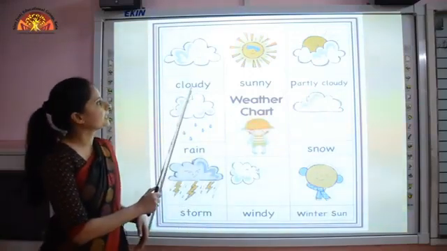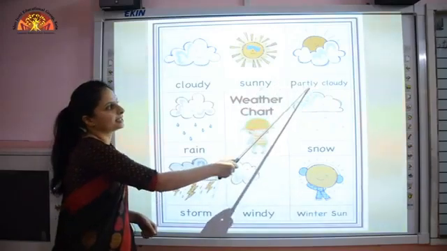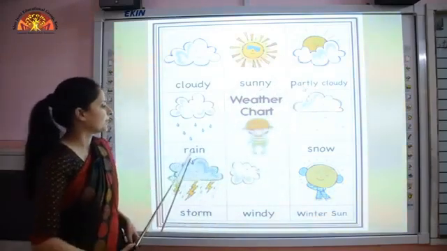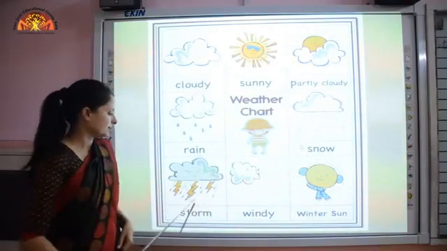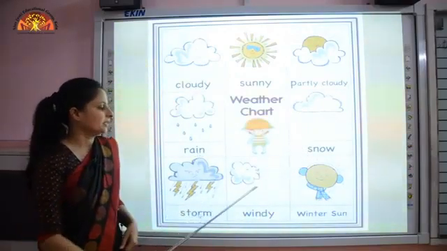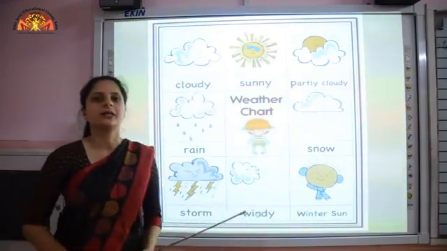Sometimes you see it's cloudy, sometimes sunny, sometimes partly cloudy, sometimes it will rain, it snows in the hilly regions, sometimes storms occur, the days are windy. So these all are the changing weather conditions.